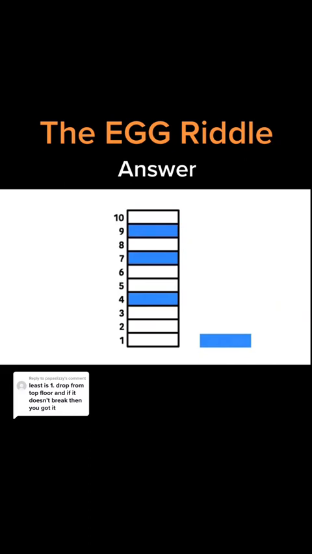7, and 9. If it broke at floor 4, it would take up to 3 throws of the second egg to find the exact floor. If it broke at 7, it would take up to 2 throws with the second egg. And if it broke at floor 9, it would take just 1 more throw of the second egg.